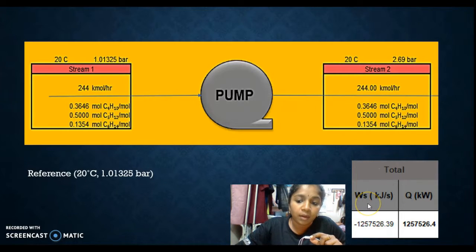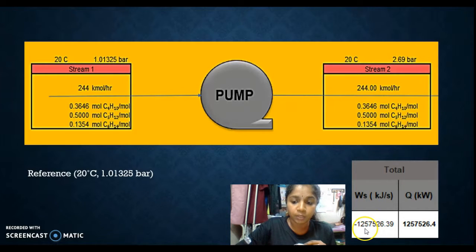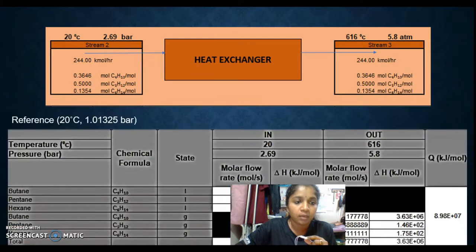The shaft work calculated from energy balance is negative 1257526.39 kilojoule per second, and my heat is positive 1257526.4 kilowatt.